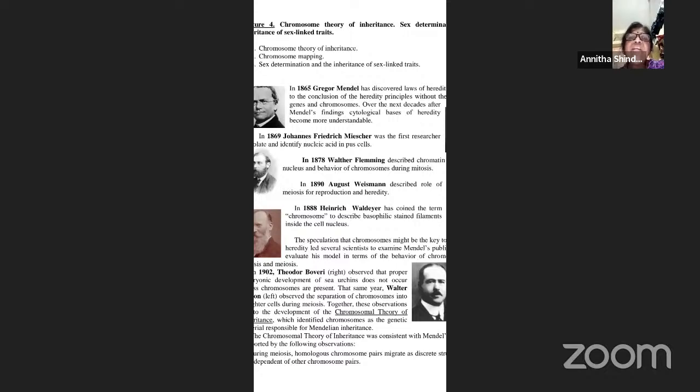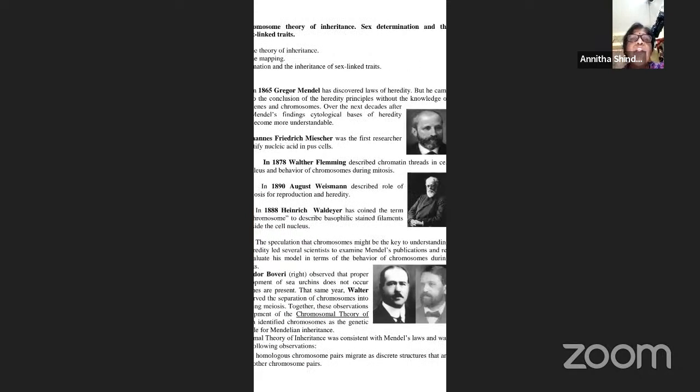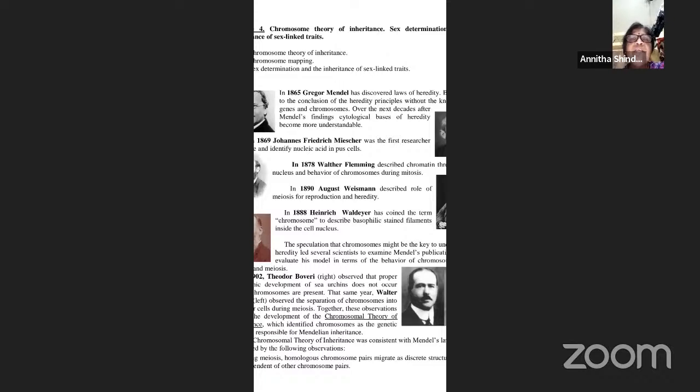He discovered the laws of heredity and came to the conclusion about the hereditary principles without the knowledge of genes and chromosomes. What he said has given the cytological basis of heredity. So the chromosomal theory of inheritance was based on the laws of heredity given by Gregor John Mendel, whom we call the father of genetics.